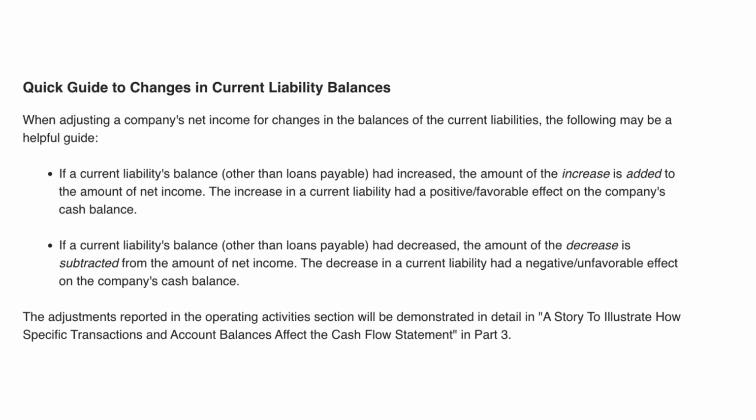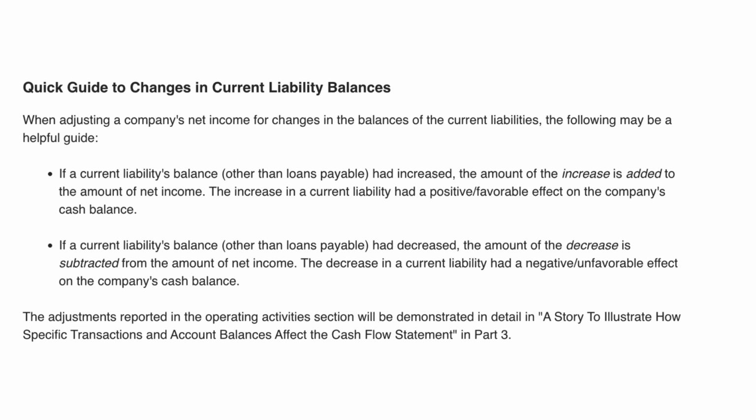When adjusting a company's net income for changes in the balances of the current liabilities, the following may be a helpful guide. If a current liability's balance, other than loans payable, had increased, the amount of the increase is added to the amount of net income. The increase in a current liability had a positive/favorable effect on the company's cash balance.